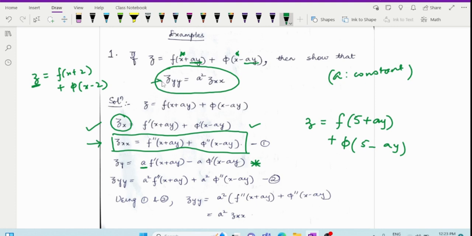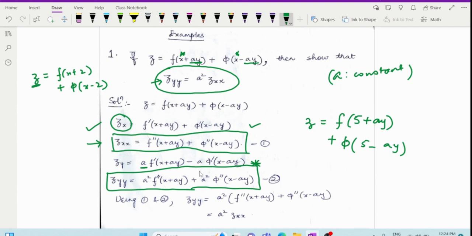But in the question you want second order. So let's do zyy. One more differentiation, one more a comes into the picture, f dash becomes f double dash, and here minus a comes again, so makes it a square, and phi dash becomes phi double dash on differentiating once more with respect to y. So if you look at 1 and 2, it is easy to see that you have got what you wanted to prove. Look at what we wanted to prove: zyy is a square zxx. So you can see from 1 and 2 easily that zyy is nothing but a square zxx.